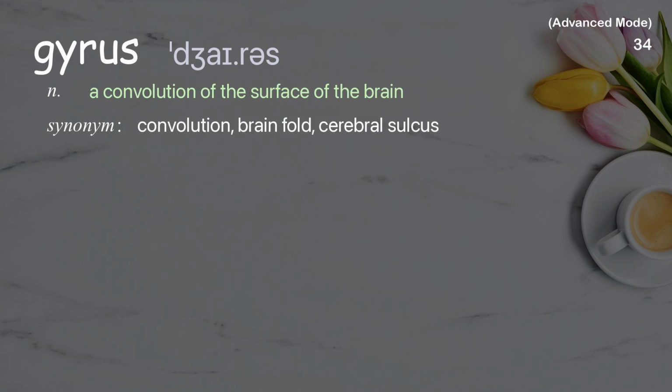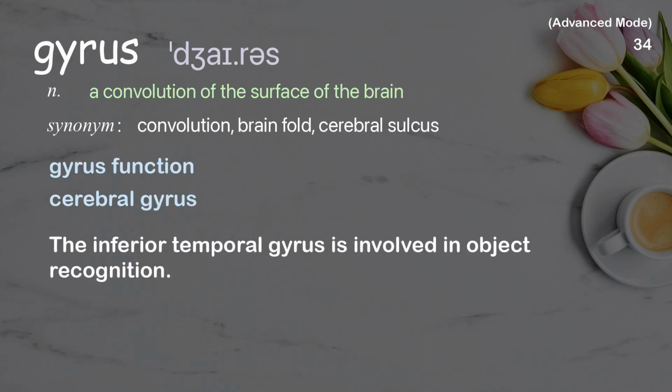Gyrus. A convolution of the surface of the brain. Examples: gyrus function, cerebral gyrus. The inferior temporal gyrus is involved in object recognition.